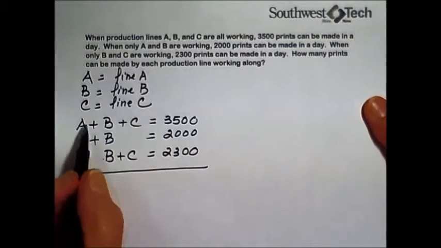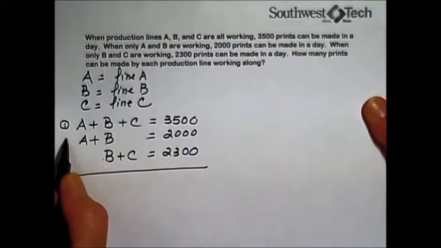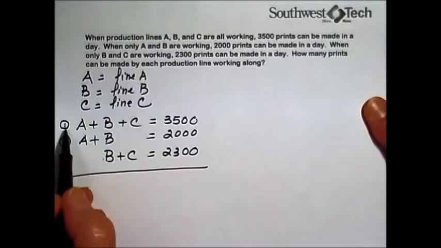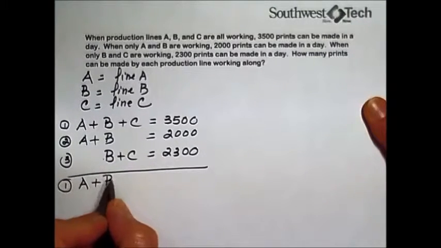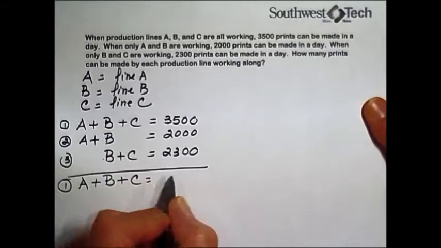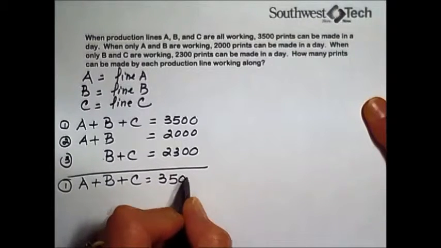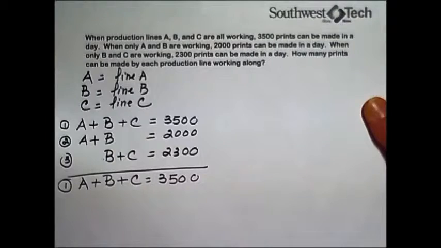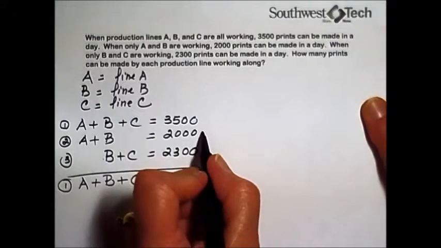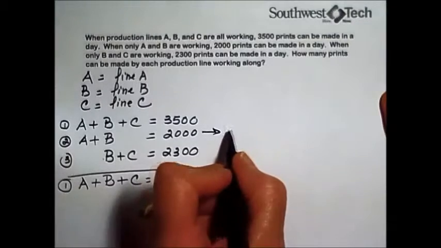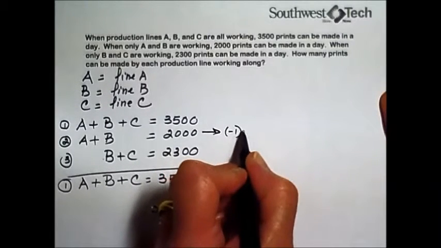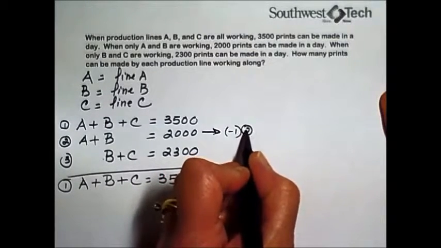So to solve this, let me number our equations. So we have a starting point, leaving the first equation as the standard in our triangular elimination method. Going to multiply, just for a change up, the second equation by a -1 and then add it to the first equation.